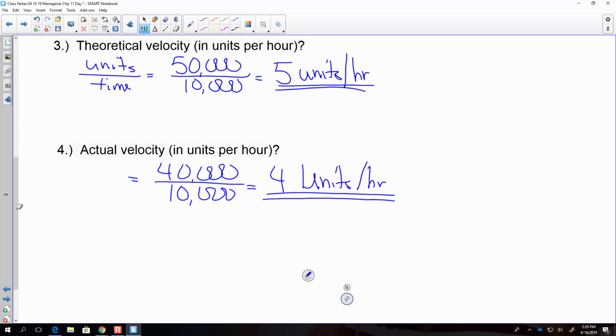Again, we might be at 4. The goal is to get closer to 5 as we hopefully perform better in our operation. So this is an internal perspective, an internal measurement to help us meet that particular goal.